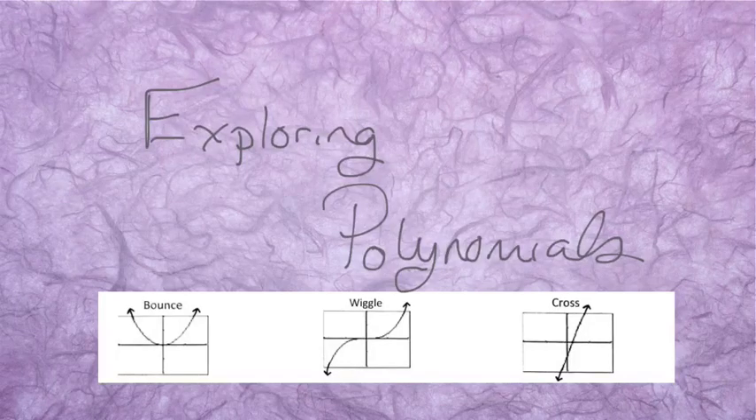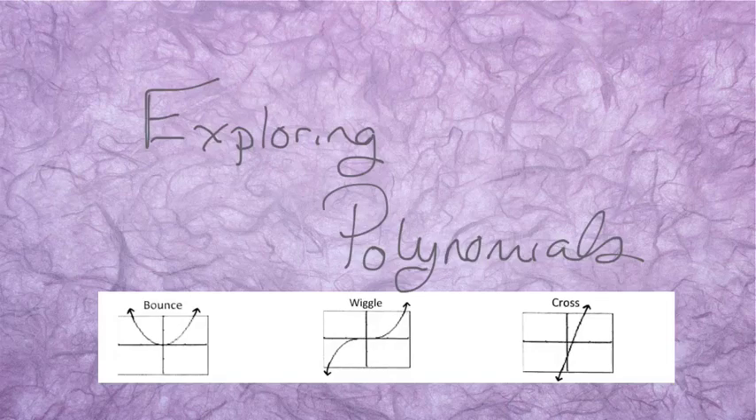Exploring polynomials. Polynomials are multi-termed items, and we are going to be looking at multiple different ones. Today we're focusing on what's happening at the ends, the left and the right, as it goes to positive and negative infinity on y, what's happening as it crosses the x-axis, and the basic shape of the graph.